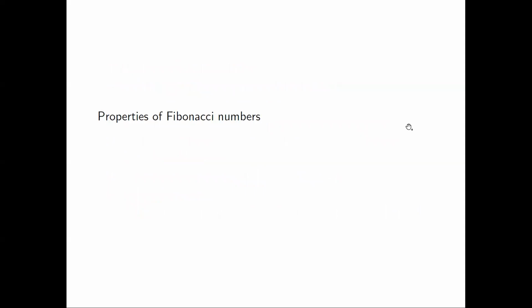Here's another property of the Fibonacci numbers, and I'm going to leave it to you to prove this. Prove that the sum from i equals 0 to n of f of 2i plus 1 is equal to f of 2n plus 2 for each n greater than or equal to 0.